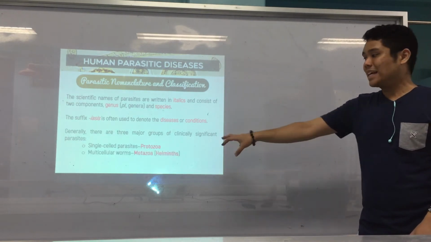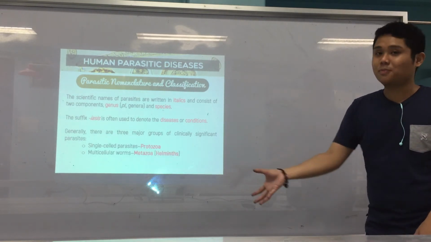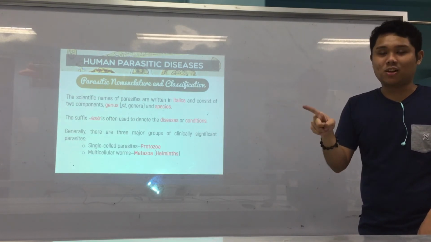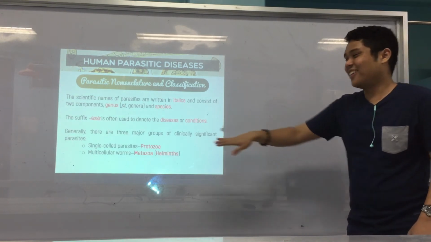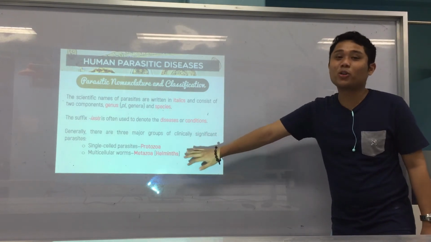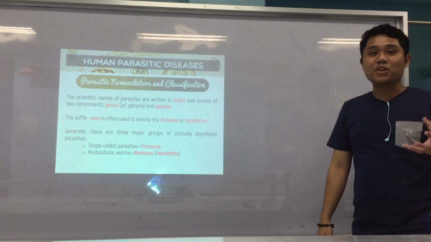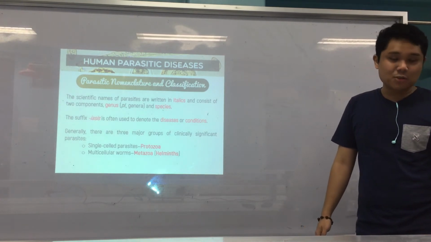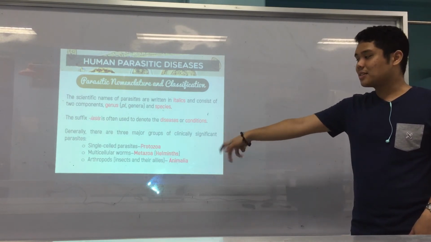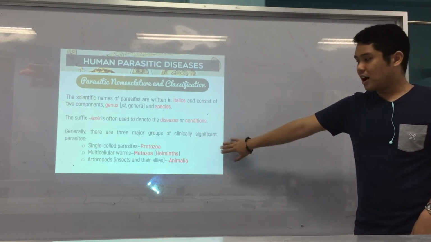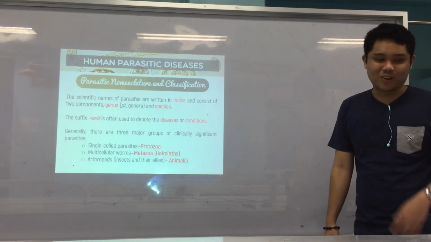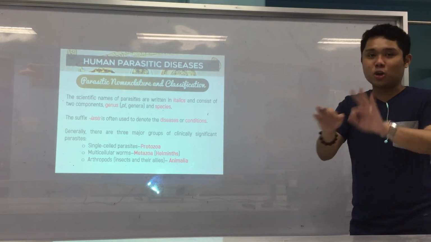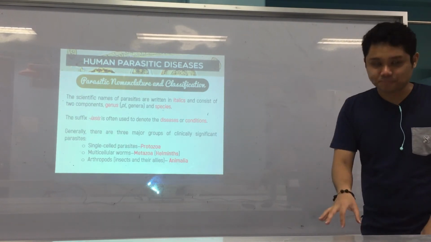Next, you have the metazoa or the helminths. These are your worms. Multicellular. So when I say protozoa, single-celled, and multicellular meaning many cells. Metazoa or your helminths. And the last one is, of course, your ectoparasites, usually your arthropods, usually found under the kingdom Animalia. So these are the three major groups of parasites that are affecting man.